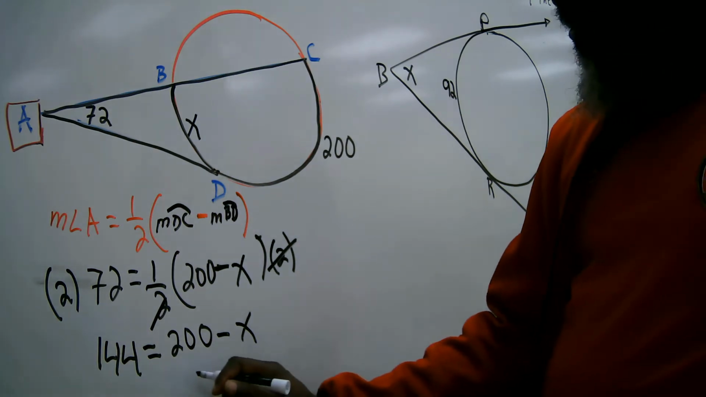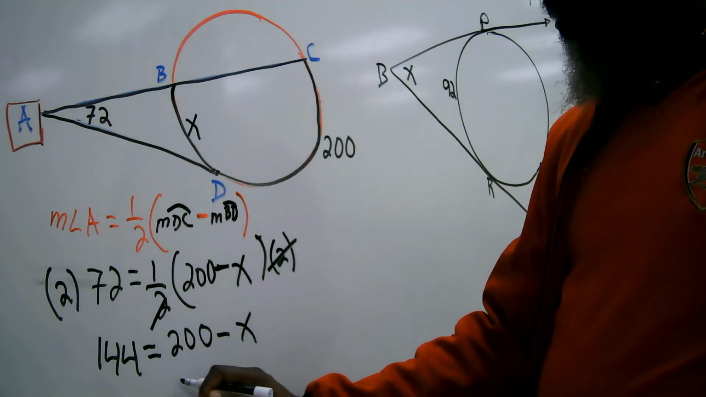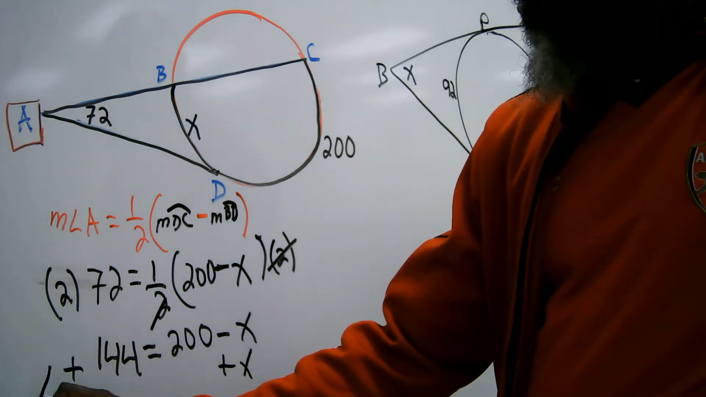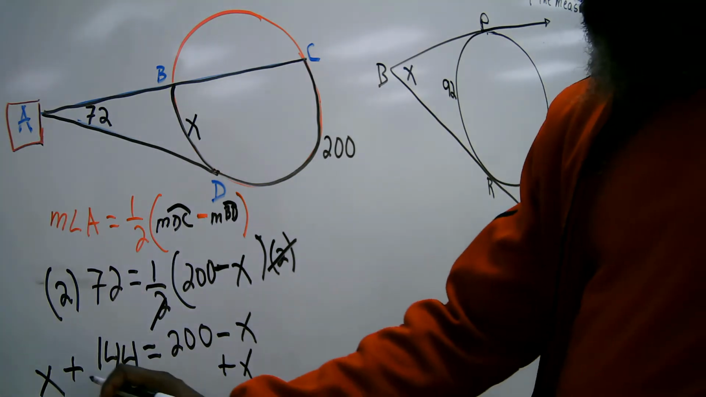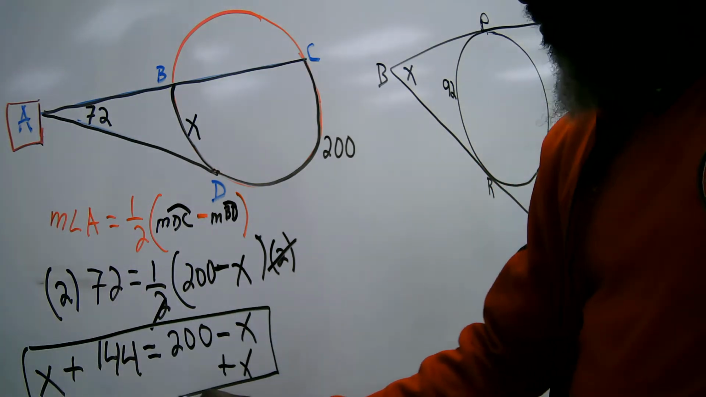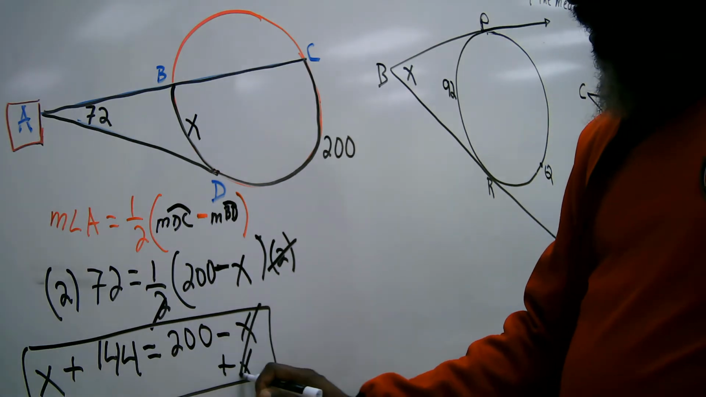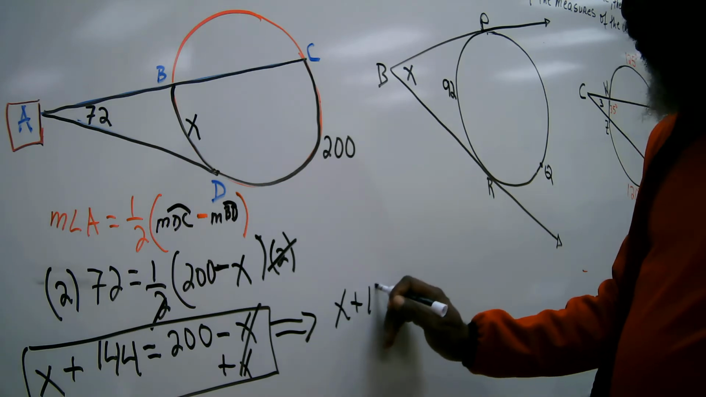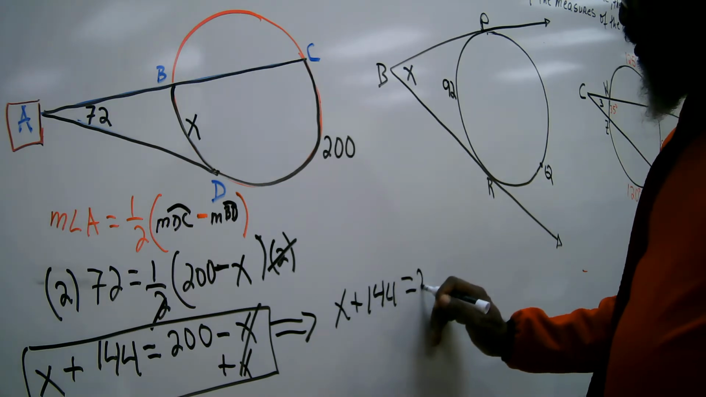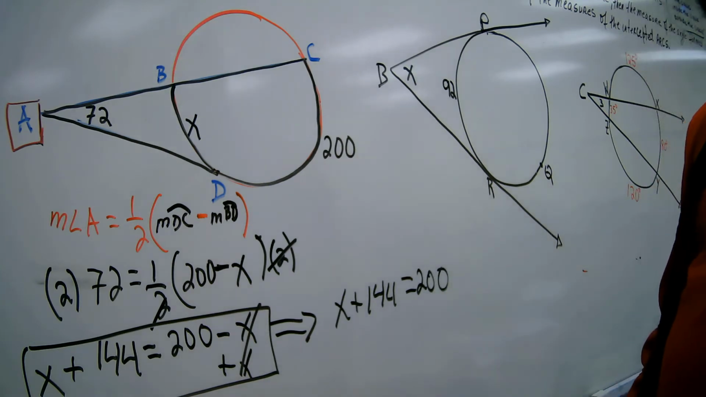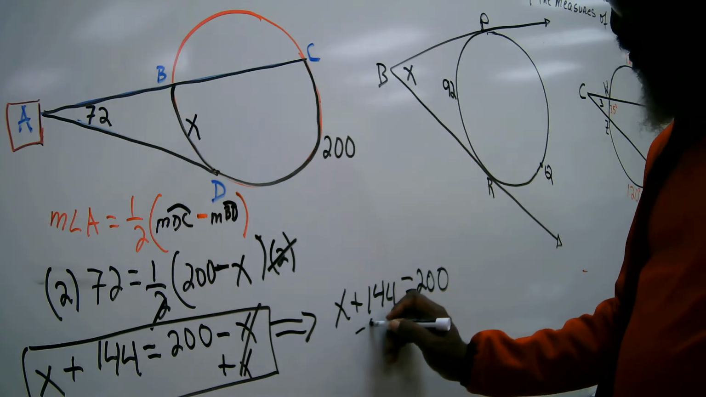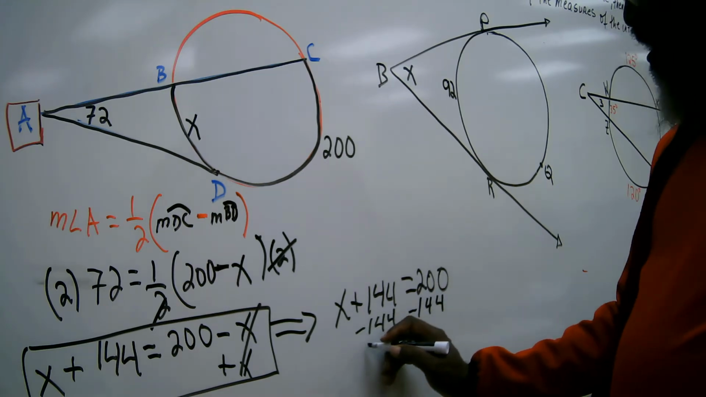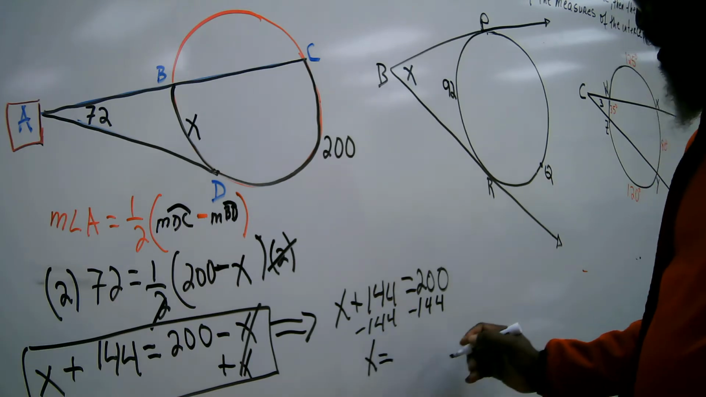Now I can solve for x. The only thing I have to do is subtract. I'd rather add x on each side because I want my variable to be positive. That's going to be easier. Then I can simplify that; the x's cancel each other here. You will have x plus 144 is equal to 200. Now I can find the value of x by subtracting 144 from each side.